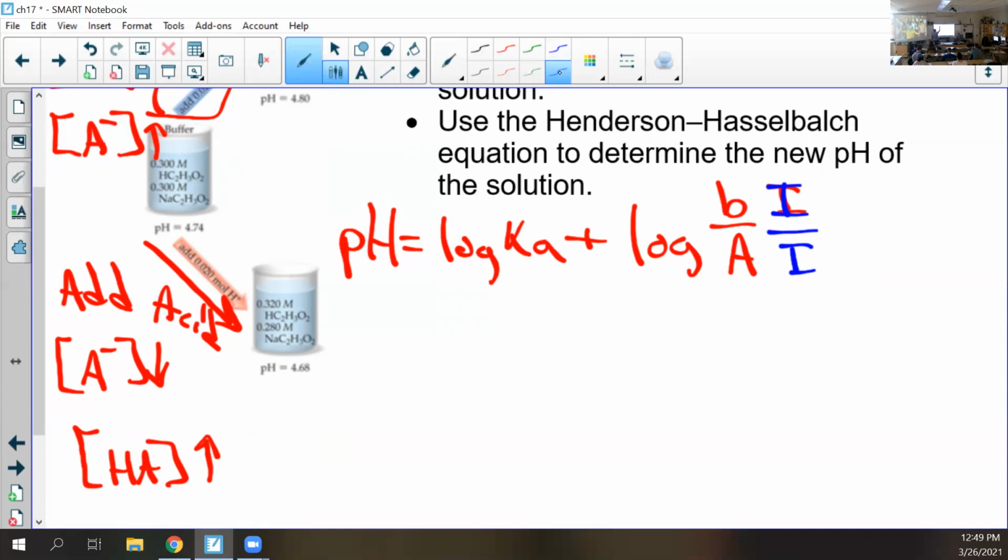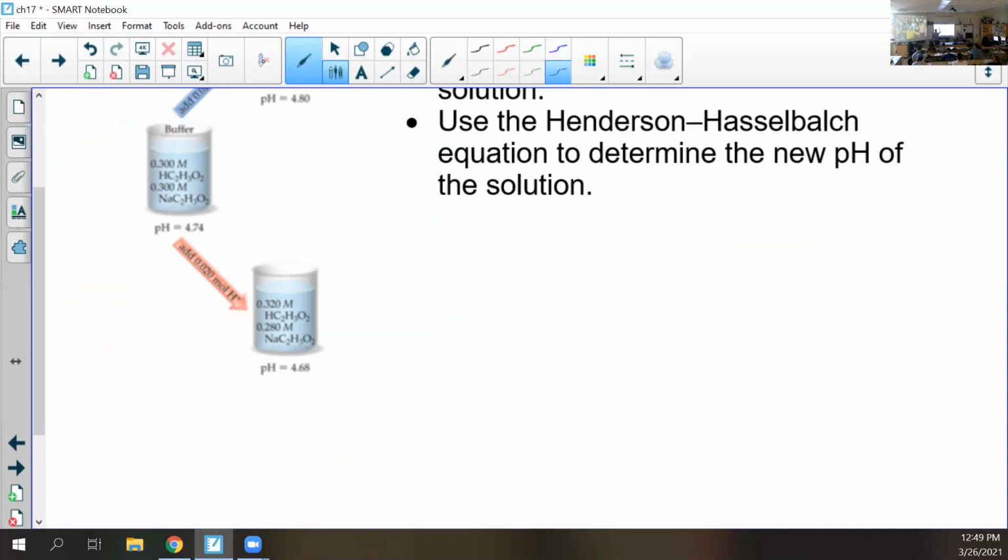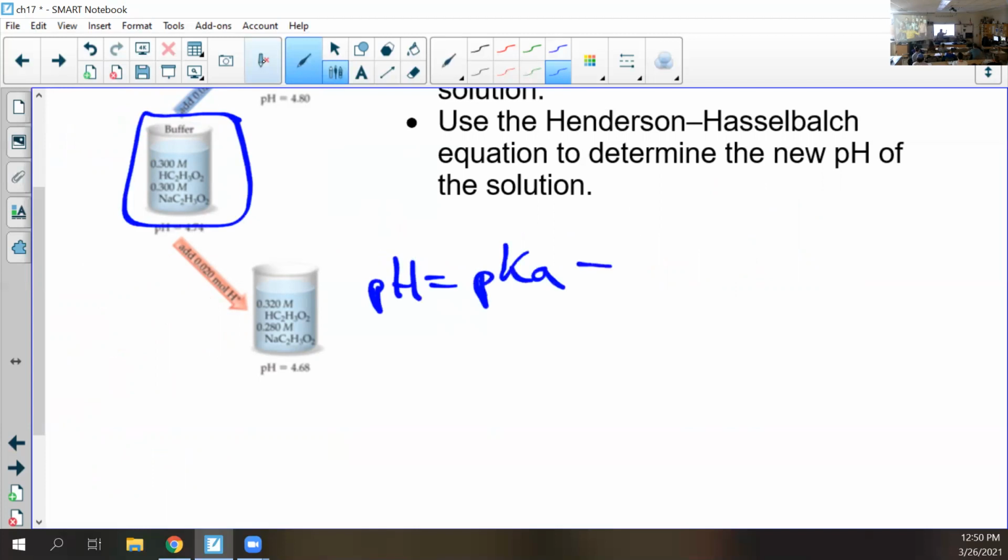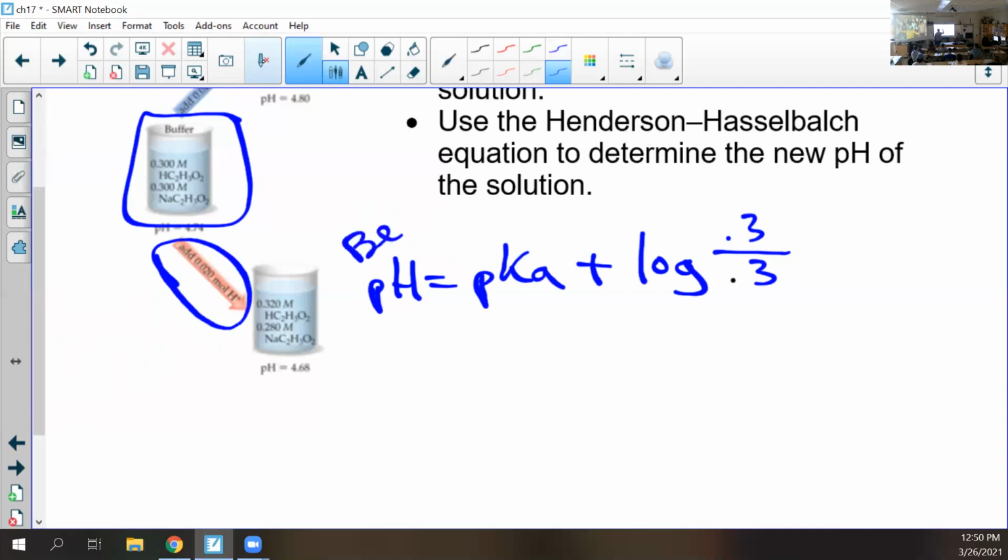All right, so here we go. This problem originally right here, it was that pH equals the pKa plus the log of my base over my acid. And they were both 0.3. I know the picture is blurry, but are you okay with that? Okay, and we just plugged it in. But now we've added 0.02 moles of H plus. So this is before. Let's do it after.